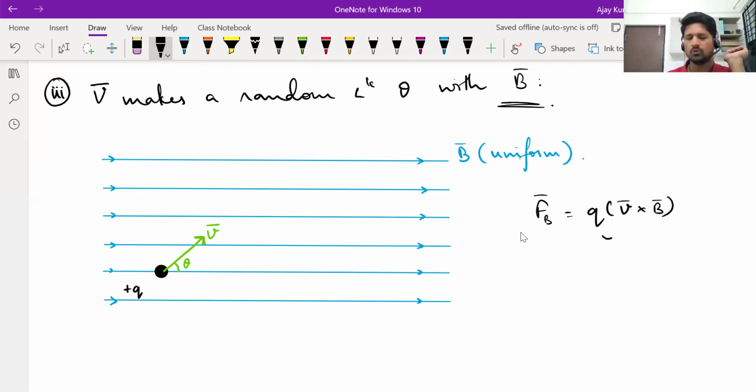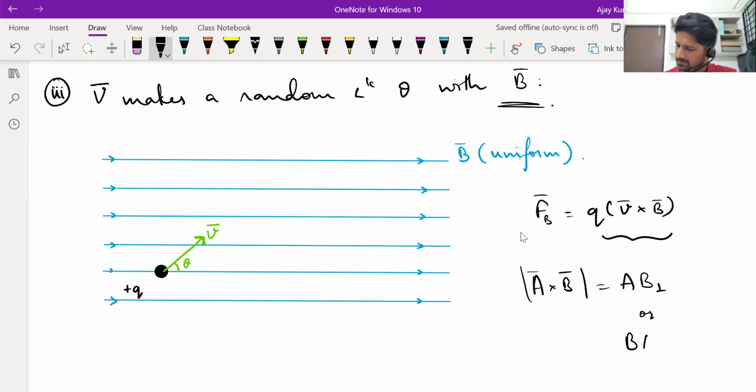The cross product of two vectors depends on the component of one vector perpendicular to another vector. You all must have studied something like this: the magnitude of A cross B is A multiplied with B perpendicular. You can also write it as the magnitude of B multiplied with the component of A perpendicular to B. That is how it becomes AB sin theta. So in this case also, the force acting on the charge depends on the component of velocity perpendicular to the magnetic field. You can look at it the other way also. You can keep velocity as it is and take the component of magnetic field perpendicular to velocity.